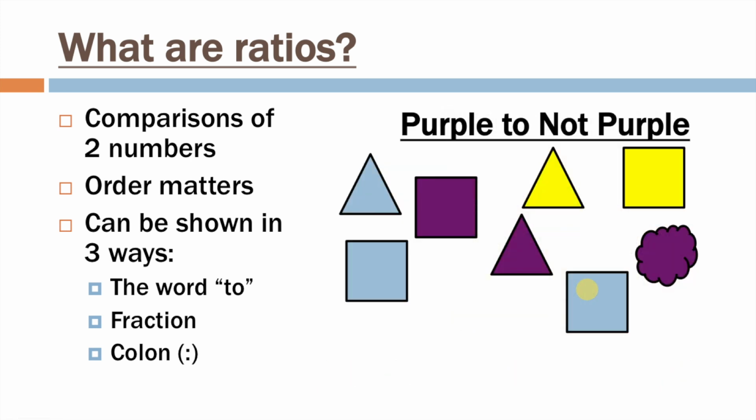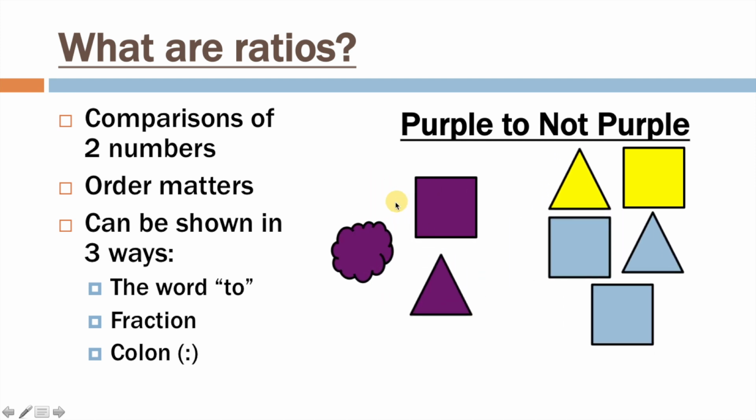And here's our last example. What is the ratio of purple shapes to not purple shapes? Not the best way to put it grammatically, but you get the idea. So let's make it so that we have all of our purple shapes on one side and all of our shapes that are not purple on the other. So we'll move our 3 purples over to this side, and we'll move all of our other shapes over to this side. Well, what's the ratio of purple shapes to not purple shapes?